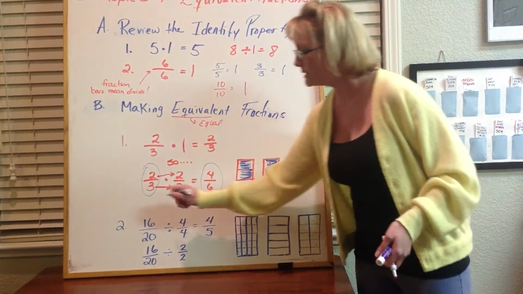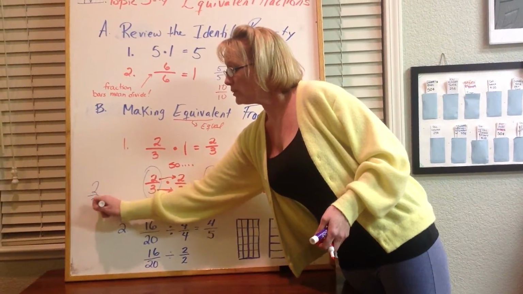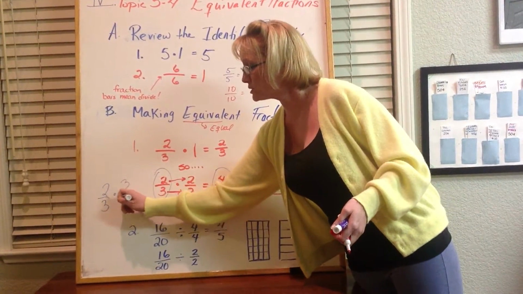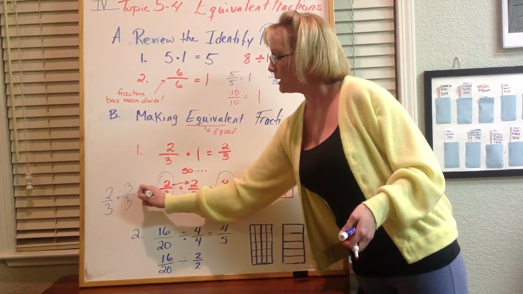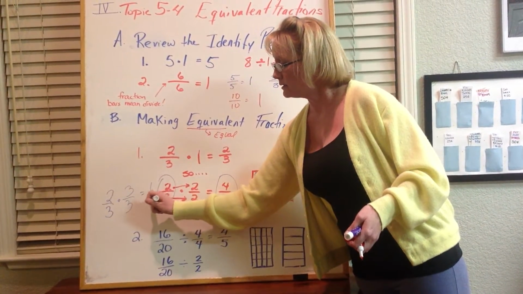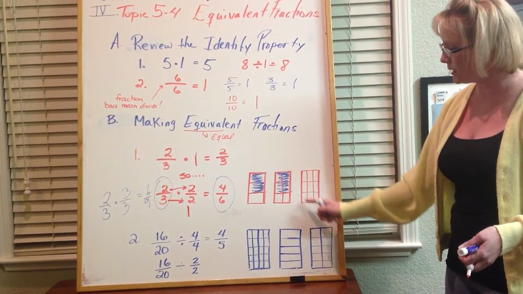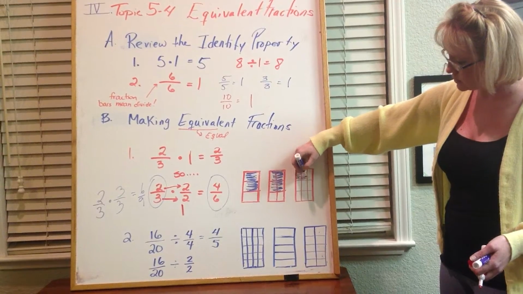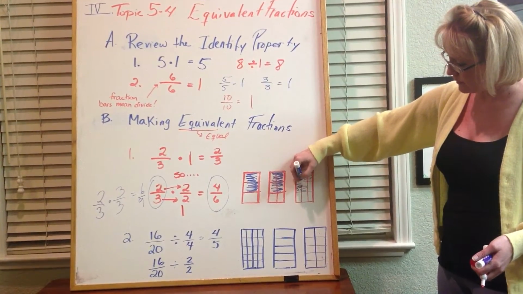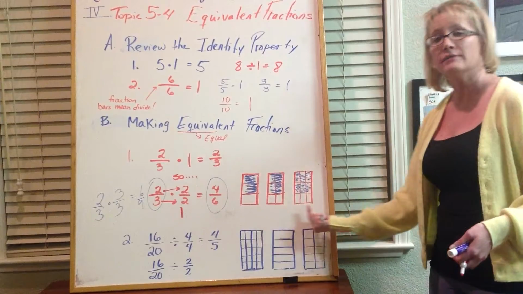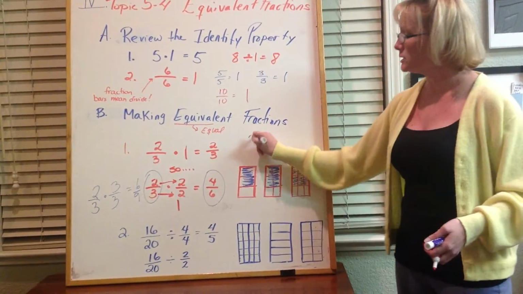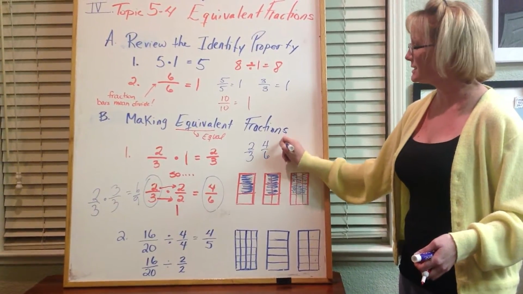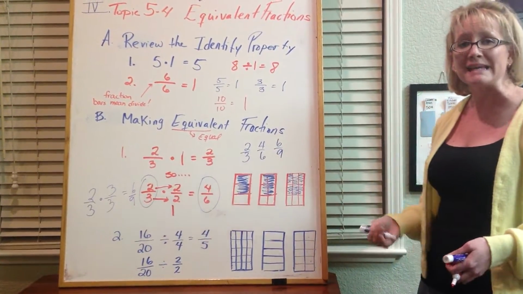This is also true if I did it again. If I took 2/3 and I multiplied it by the fraction 3/3, which is really just a 1, when I multiply straight across, I'm going to get 6/9. So I'm going to show you here. I have this one. I've broken it into 9 pieces. I'm going to shade in 6 of them. 1, 2, 3, 4, 5, 6. Look, they all have the same amount shaded in. 2/3, 4/6, and 6/9 are all equivalent. They're the same size.